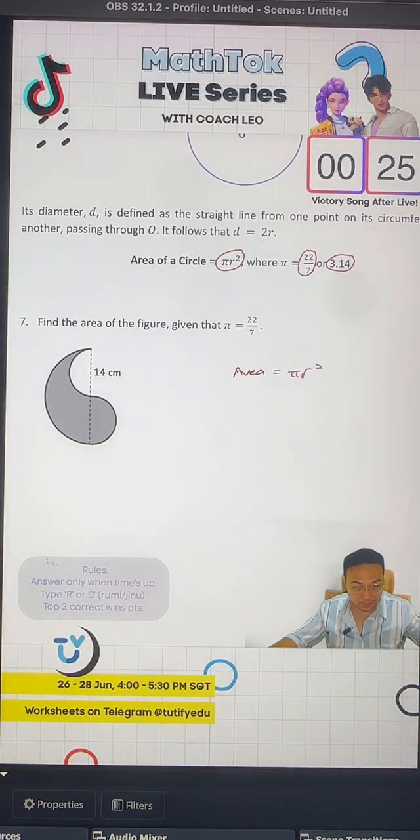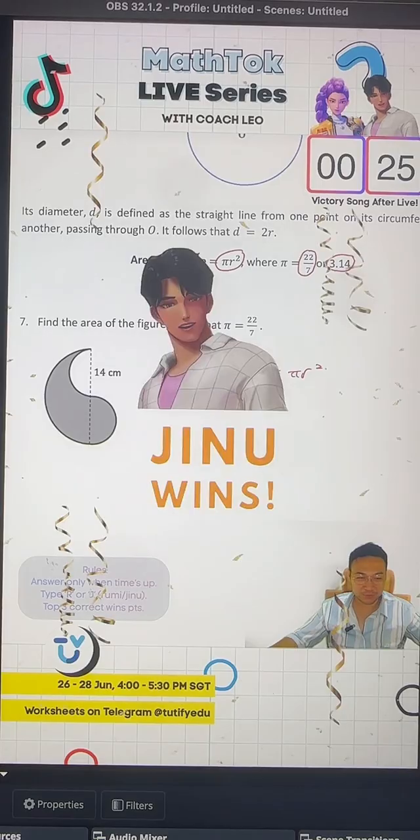Okay, so at this point, you know what I'm going to do or not? I might as well declare that Team Gino is the winner because I think Team Rumi cannot catch up. Okay, congratulations, Team Gino!